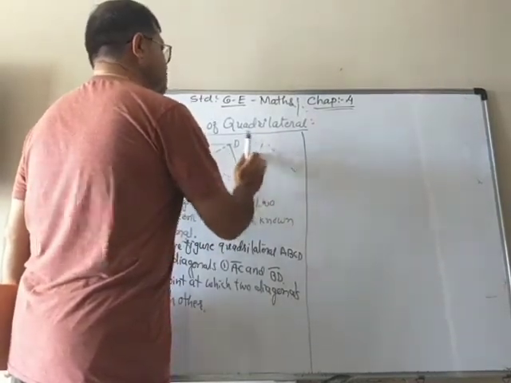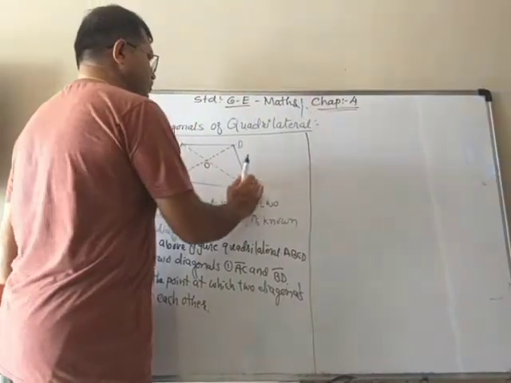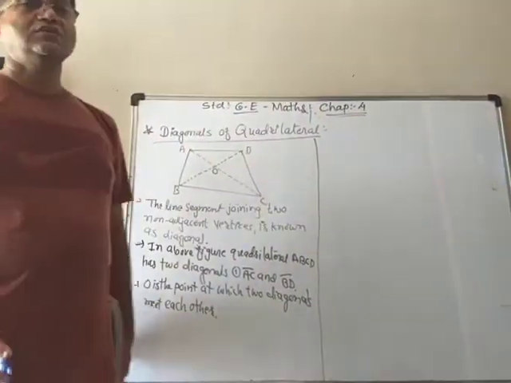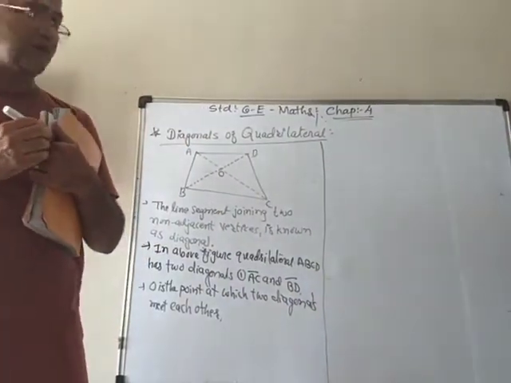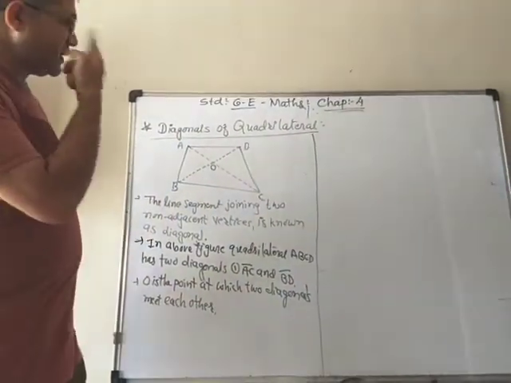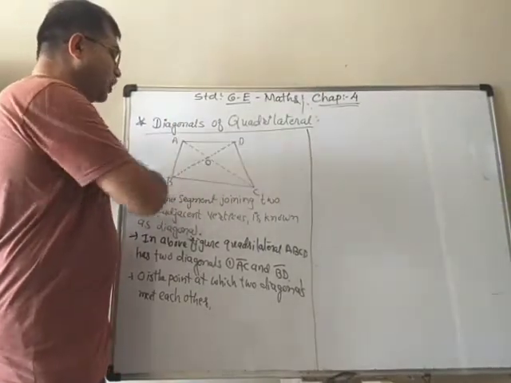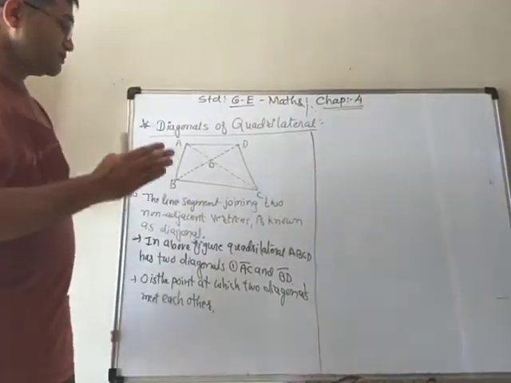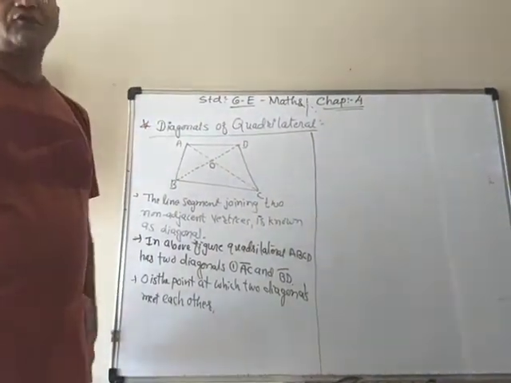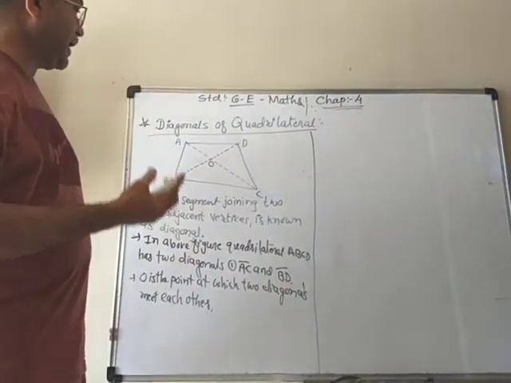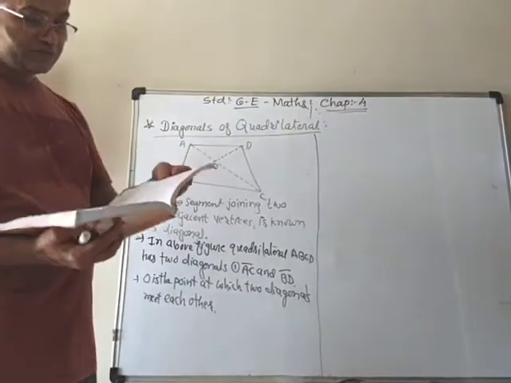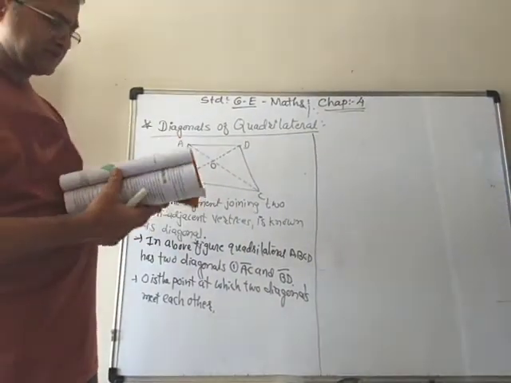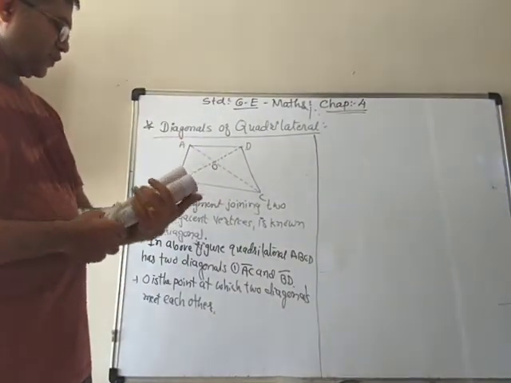There are lots of polygons, but we only learn about two. There are other polygons also, pentagon, hexagon, we know about them. But now, here we have to learn about the diagonals of a quadrilateral. So I hope it is clear in your mind what the diagonals of a quadrilateral are. Now, we can check Exercise 4.1.